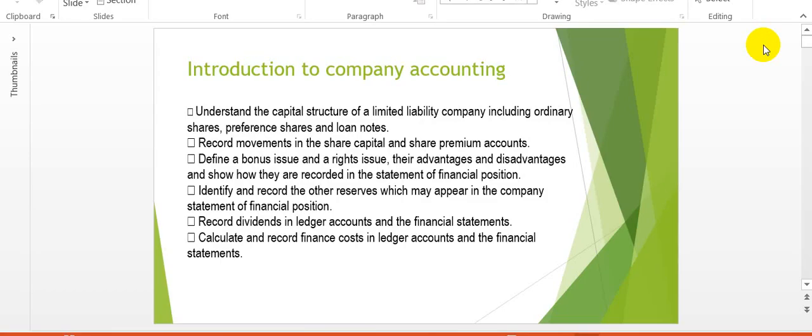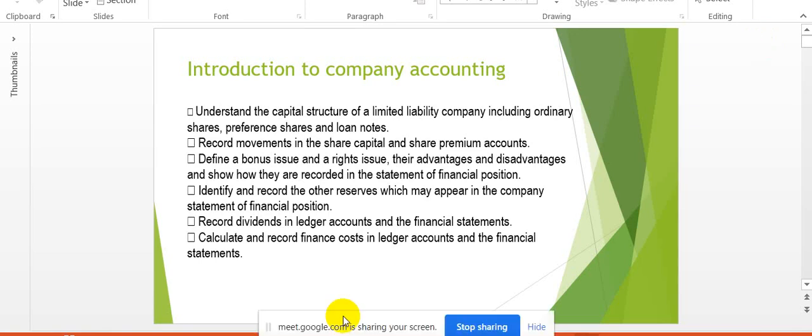So in today's session, we'll look at introduction to company accounts. In the session, we'll try and understand the capital structure of a limited company, including the ordinary shares, the preference shares, and loan notes. Then we're going to also record the movements in the share capital and the share premium account.